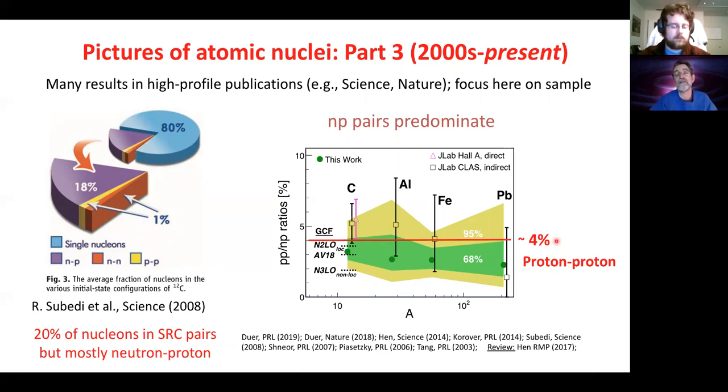So this is weird because if you think of something like carbon, it's half protons and half neutrons. So just by counting, you'd expect maybe there's fewer proton-proton pairs because you can count neutrons and protons, but it'd be like 1/3 and 2/3. Okay, not 4%, only 4% of proton-protons.